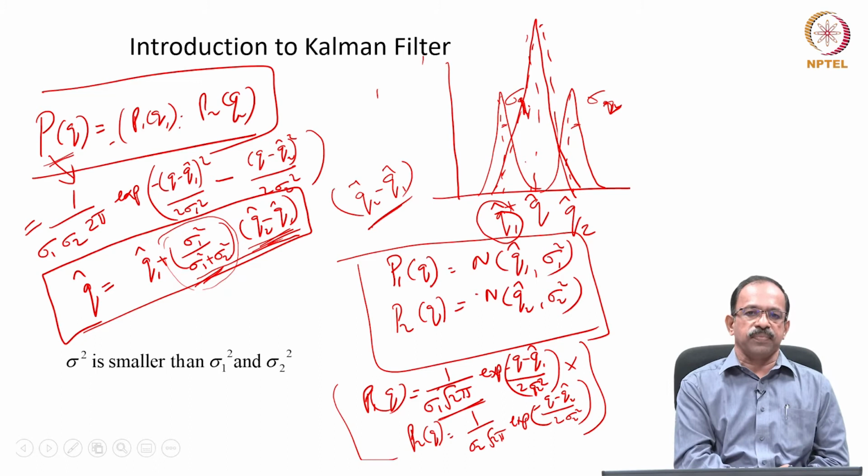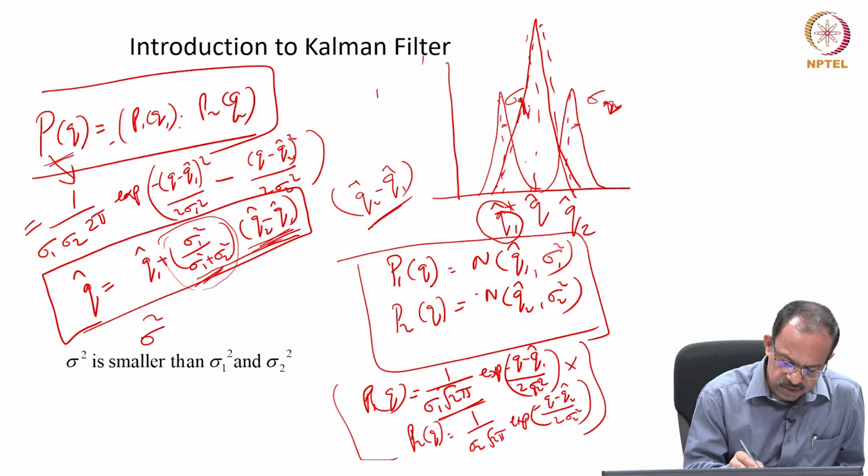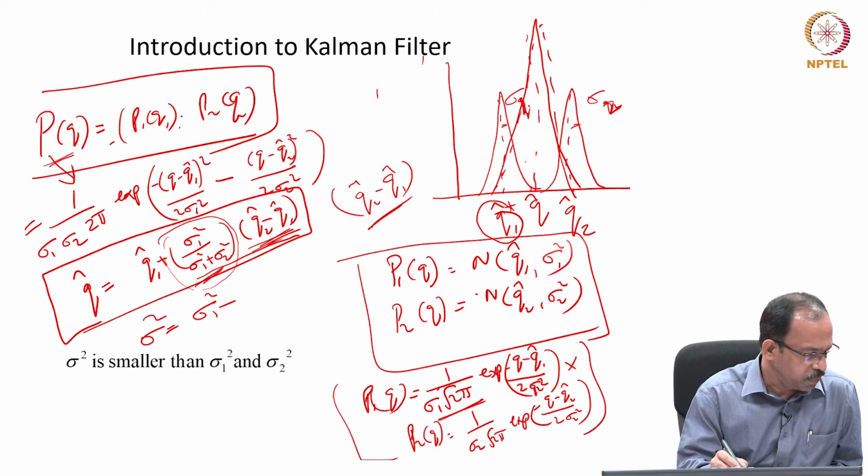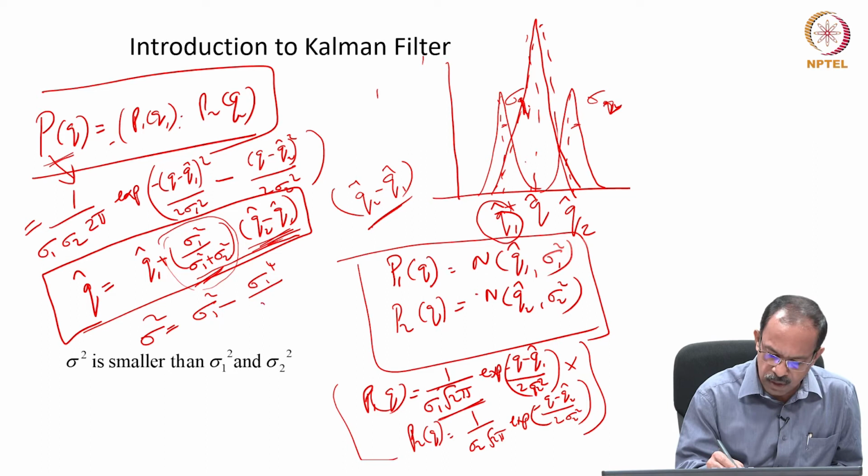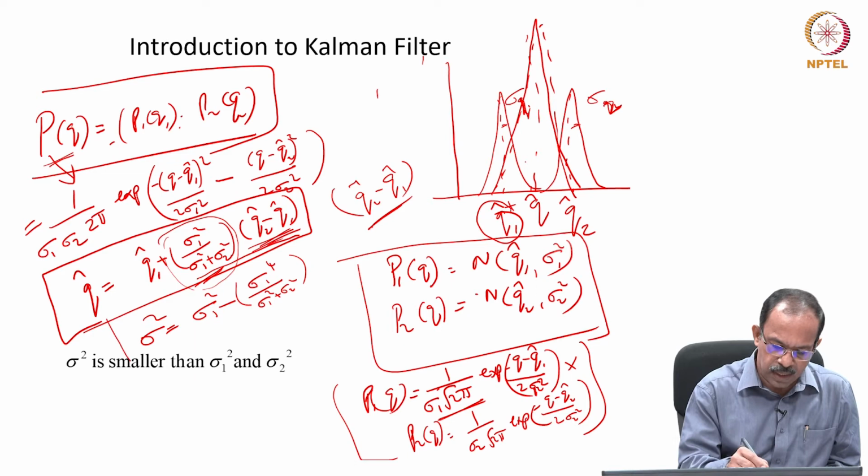And its sigma square, its variance, is given as sigma 1 square minus sigma 1 to the power of 4 divided by sigma 1 square plus sigma 2 square. So, this will be the new covariance of the estimate.